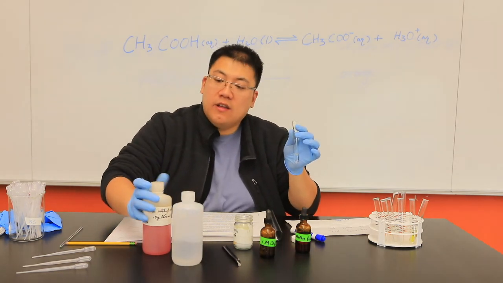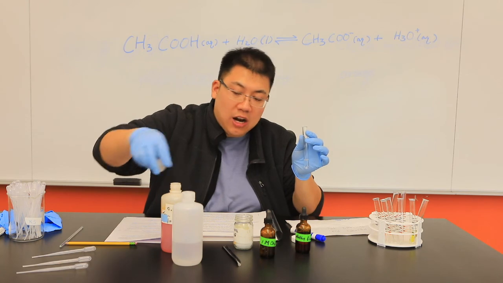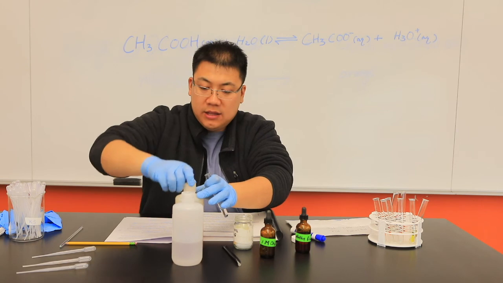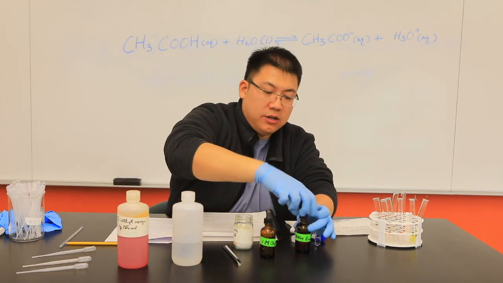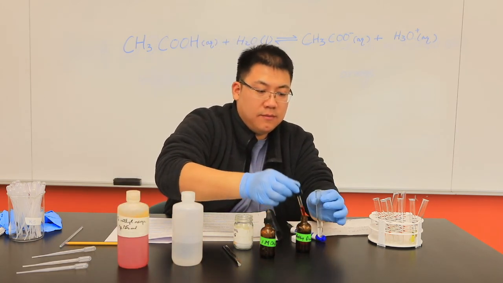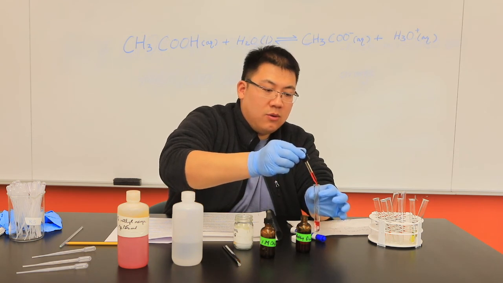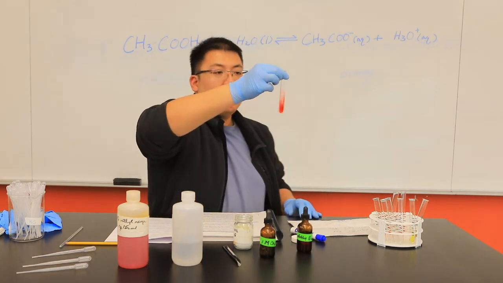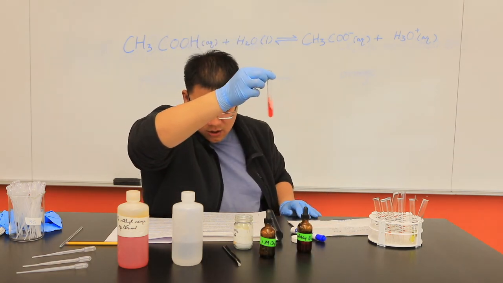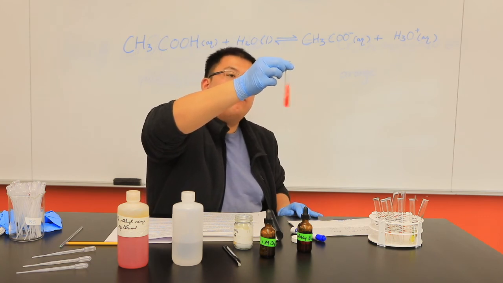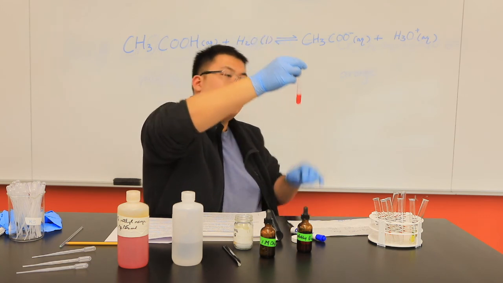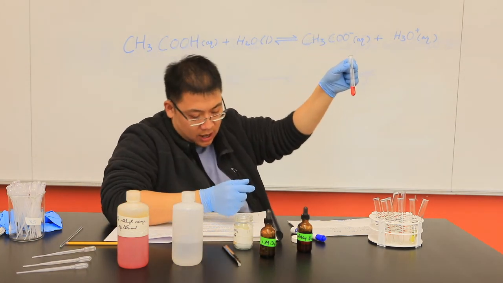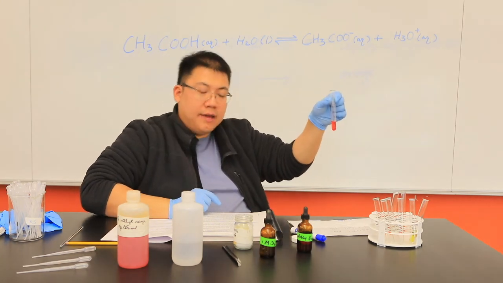Remember what the indicator is? The indicator changes color at various pH, right? So I'm going to add indicator. This is called methyl orange. 2 to 3 drops: 1, 2, and 3. I'm going to mix it, and then you're going to record the color of this solution in your data sheet number 9. Okay, so this is the color. Record the color in your data sheet number 9.